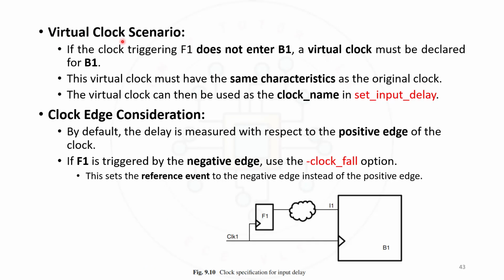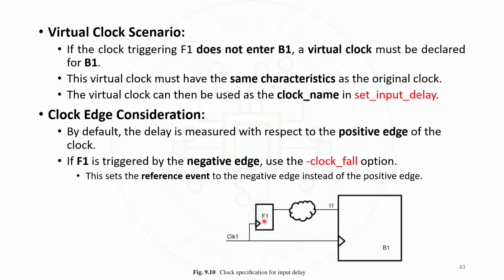Now this is another concept which is called the virtual clock scenario. If the clock triggering F1 does not enter B1, suppose this clock is triggering only F1 and it is not entering B1, there is a concept called virtual clock. A virtual clock must be declared for B1. Suppose this particular clock is not present, then we have to declare it with respect to a concept called virtual clock. This virtual clock must have the same characteristics as the original clock. The virtual clock can then be used as a clock name in set input delay.